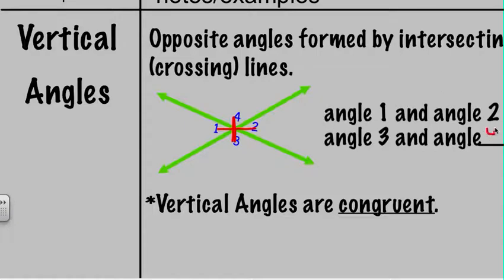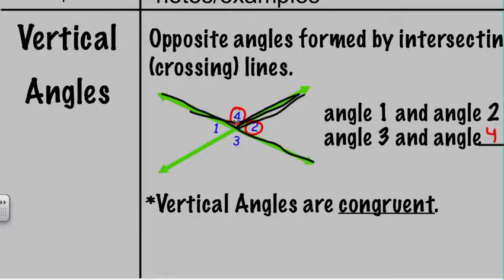3 and angle 4. Angle 4 and angle 2 are not vertical though. Notice they're not across from each other. But we just talked about that just in the last slide. I want you to notice what these 2 angles make. Here's angle 2.